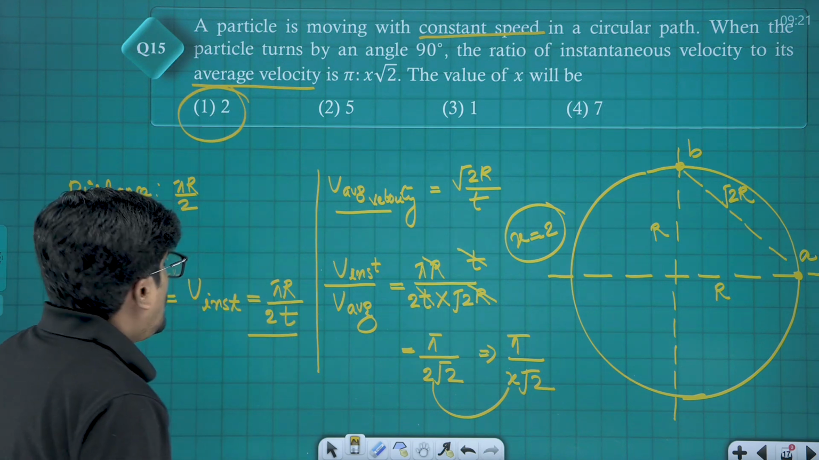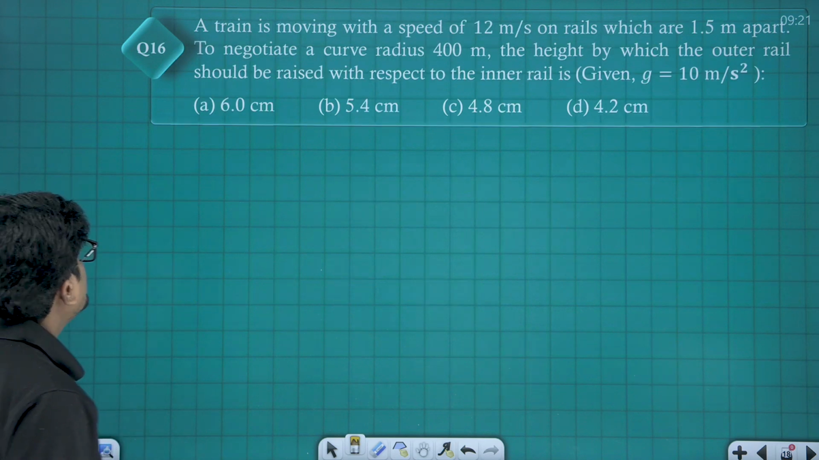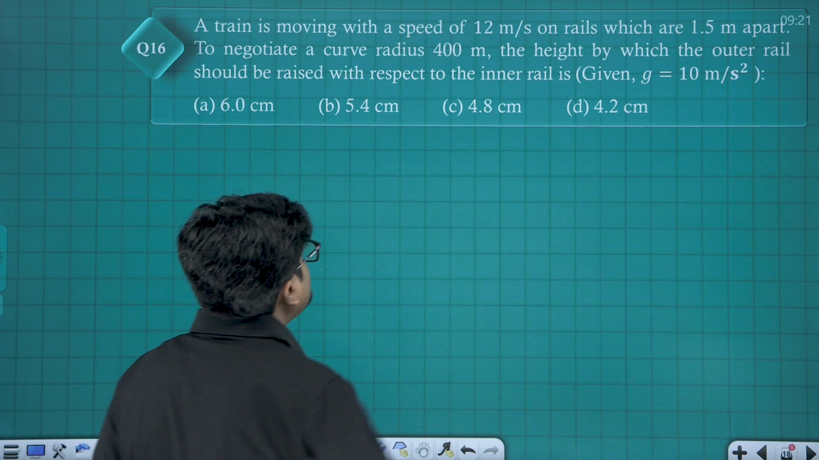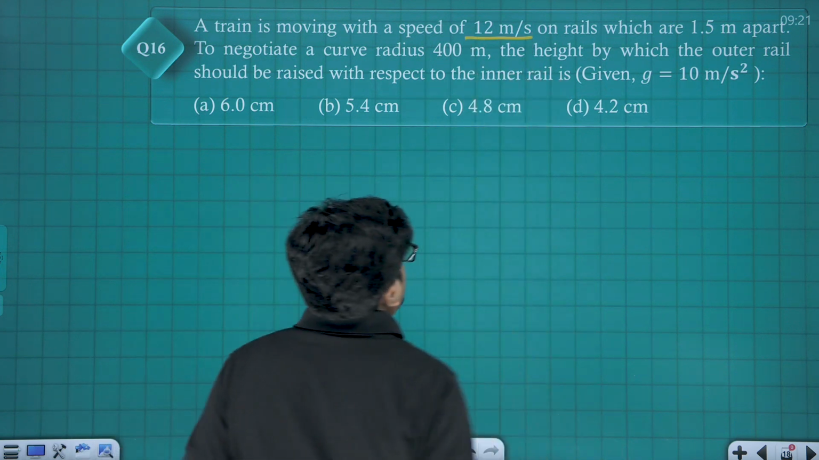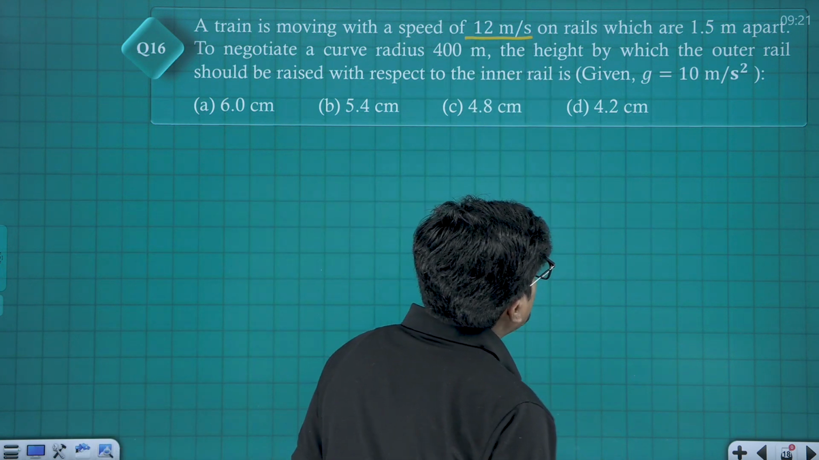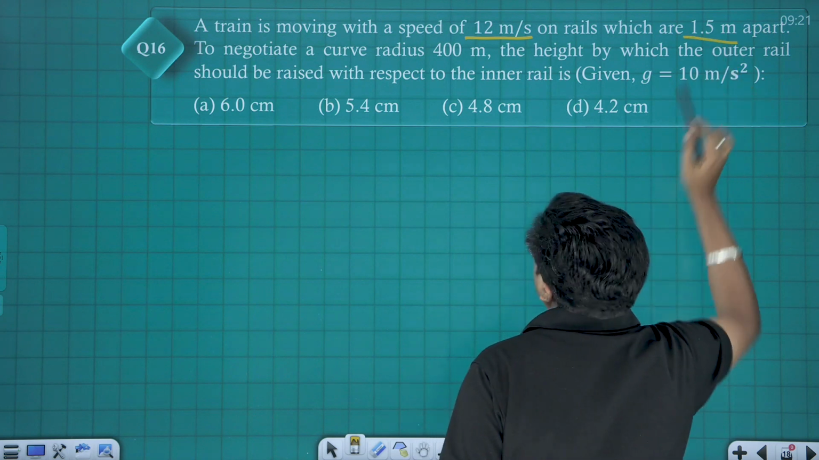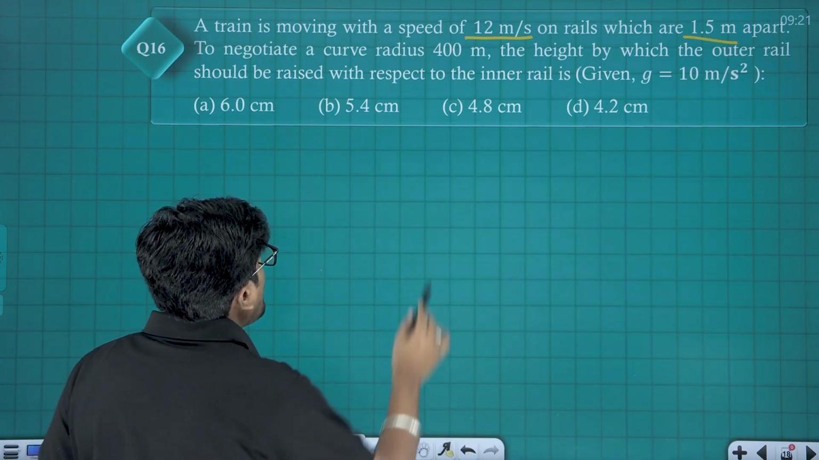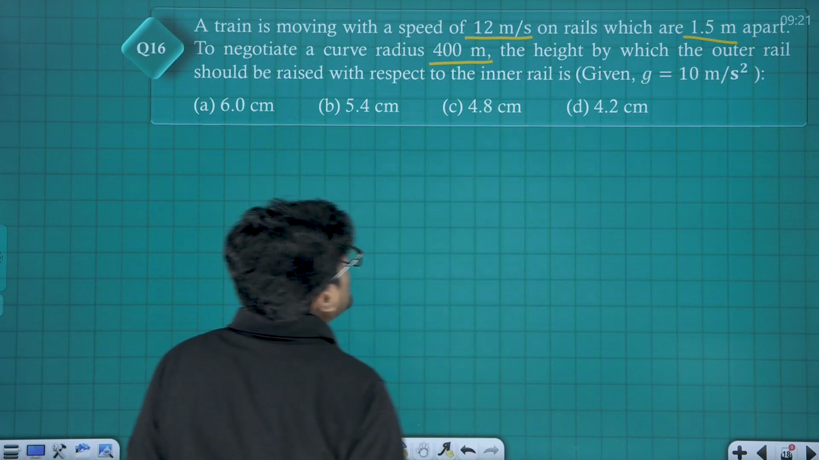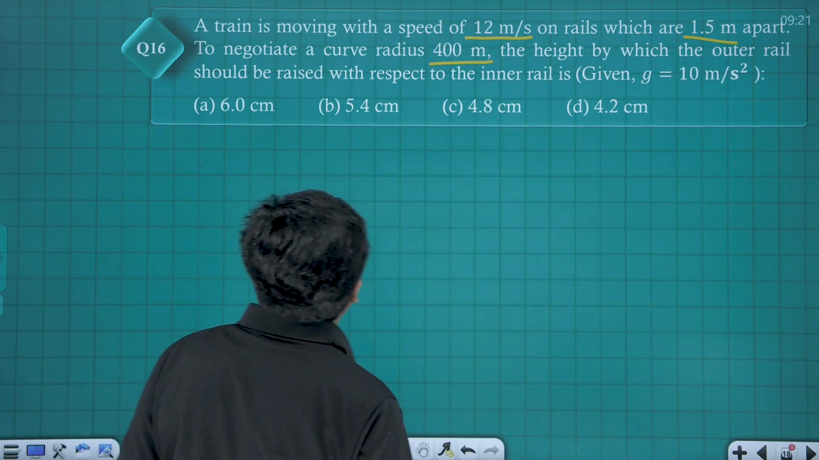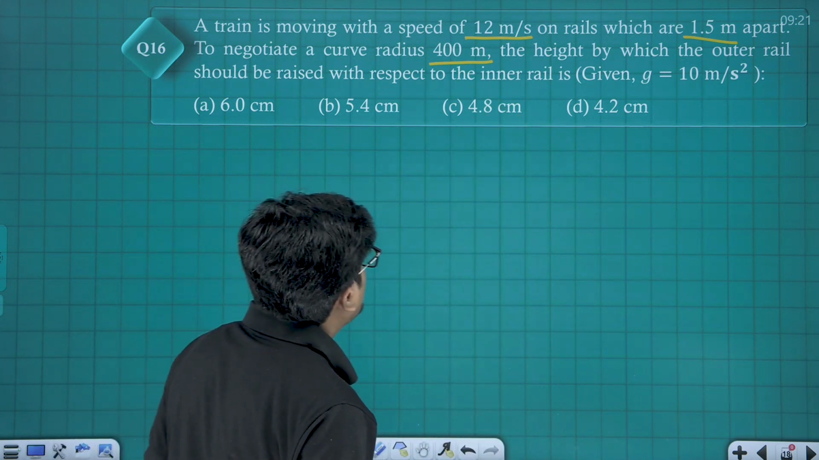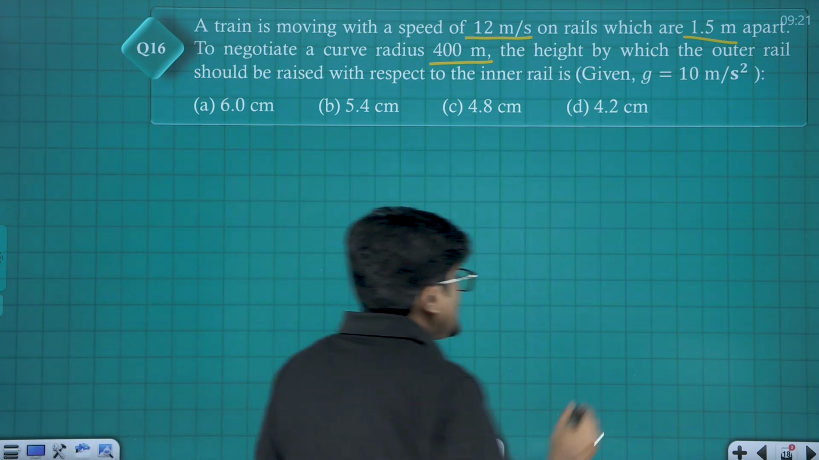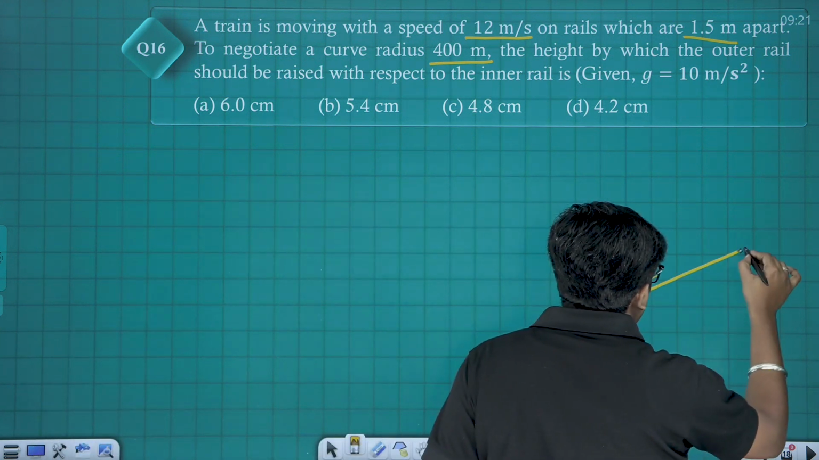All right, moving to the next, that is question number 16. A train is moving with a speed of 12 meter per second on rails which are 1.5 meter apart. To negotiate a curve of radius 400 meter, the height by which the outer rail should be raised with respect to the inner rail is. That's the question. So it is the same as the banking of roads.